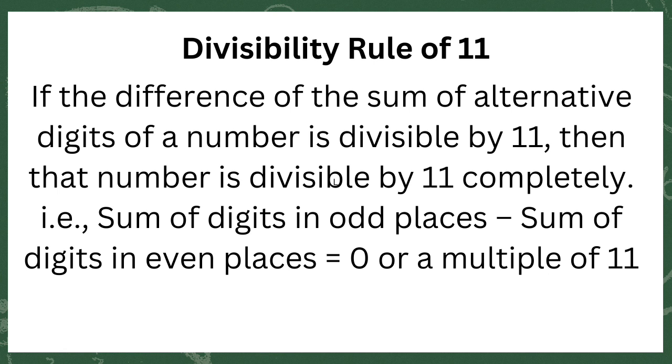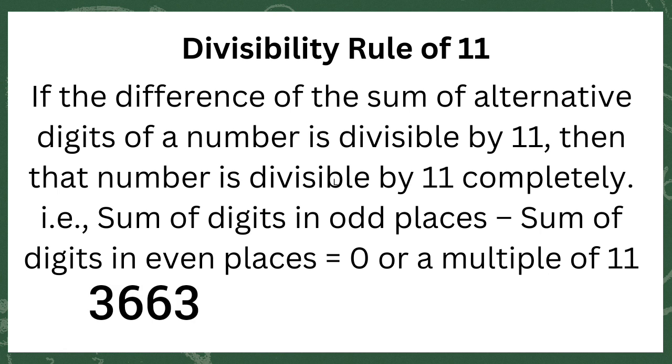When you subtract the sum of digits in the odd places minus the sum of digits in the even places, if it gives 0 or a multiple of 11, it means that that number is divisible by 11.